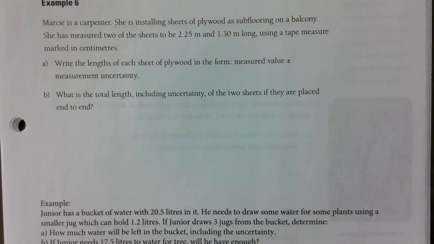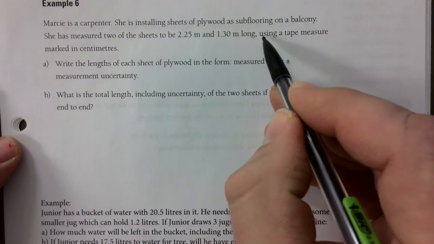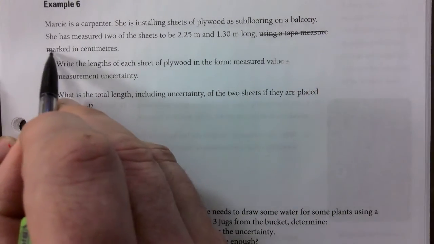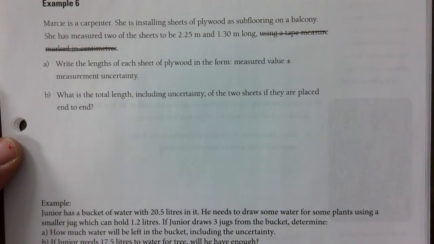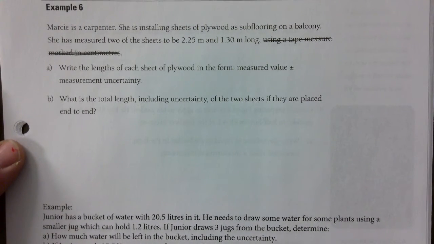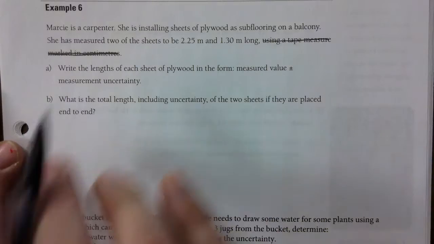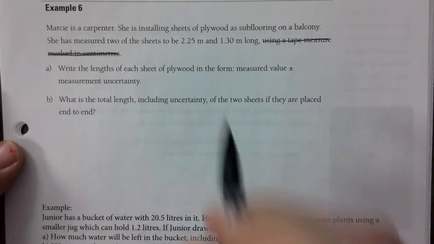I don't like this example, the way it is. So we're just gonna do this. Can you follow me? We're gonna get rid of this part. It just makes it too complicated. I just want you to be able to look at those measurements and just be able to do it based on that. So get rid of using a tape measure marked in centimeters. Just get rid of it. Okay. This is all we've got.